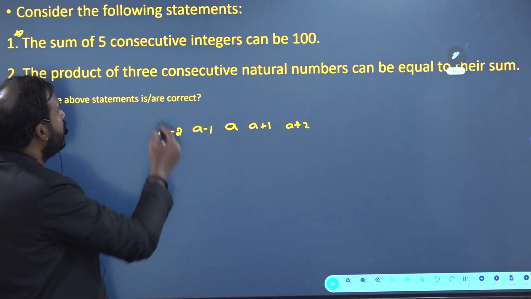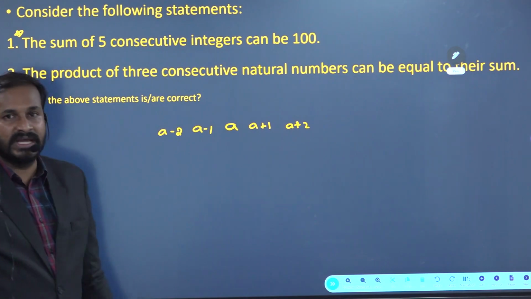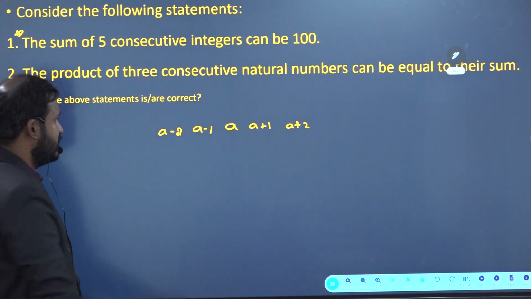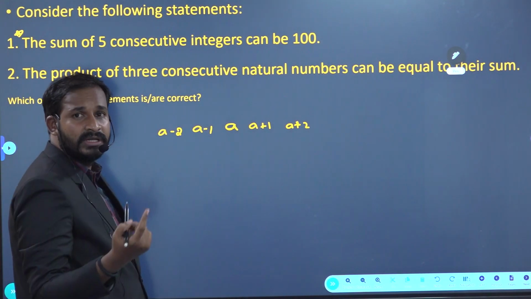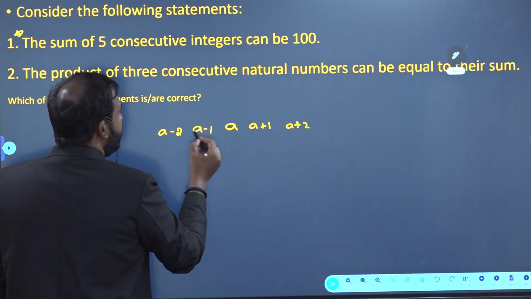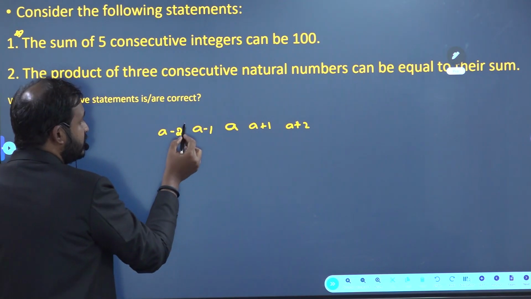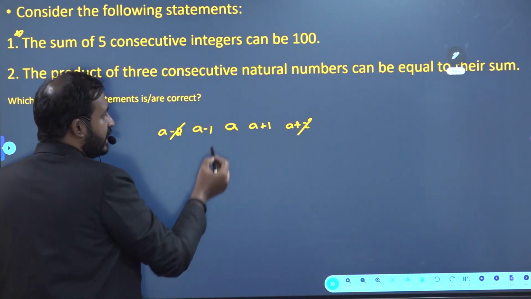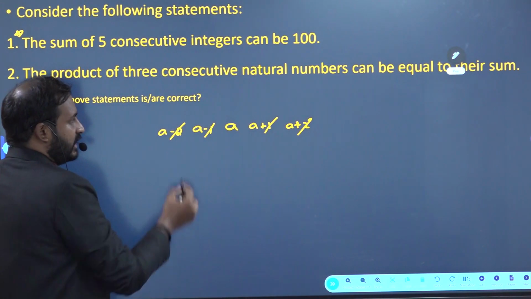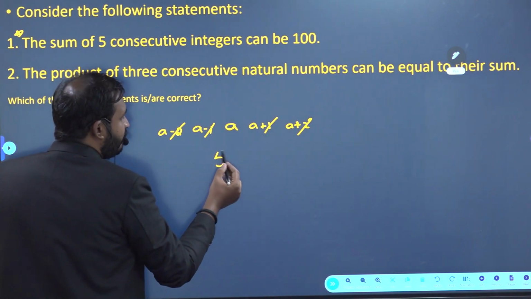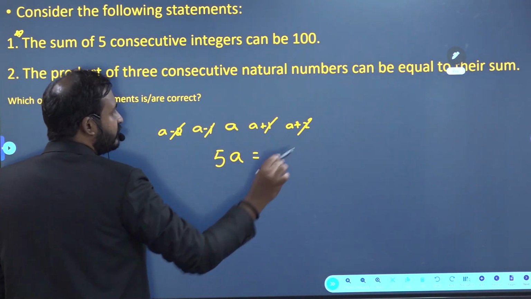Okay, so what is it telling? The sum of 5 consecutive integers can be 100. We will try to get the value as 100. Now when I add all this, what happens? By taking it like this, the advantage is these two will get cancelled, and these two will get cancelled. At last, what are the things we will be left with here? 5A. Why? Because we are adding all.